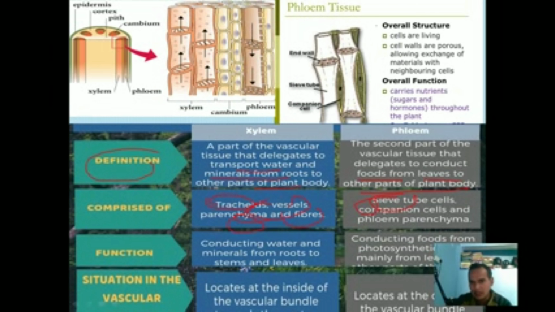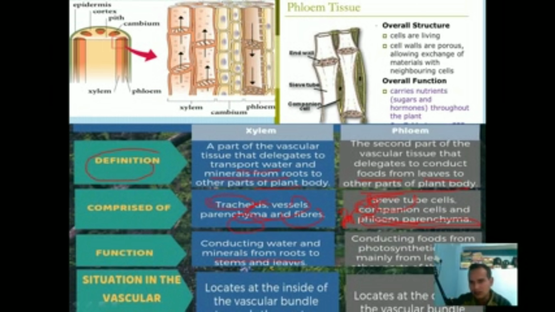Whereas here we have sieve tubes, companion cells, and phloem parenchyma, but one more is missing here. Phloem fiber is missing. Just keep that in mind.